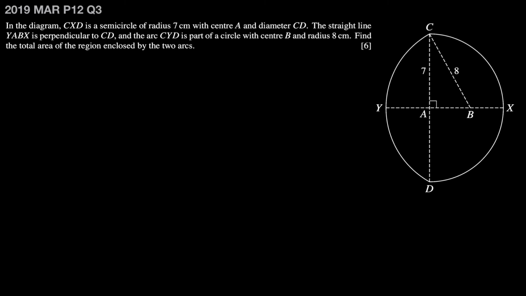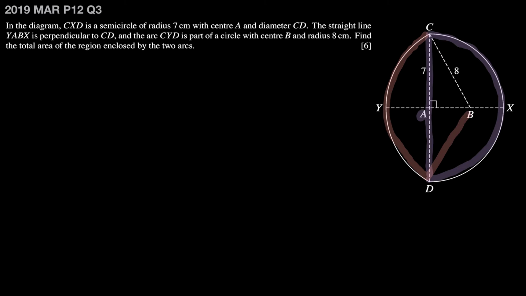So here in this diagram, they said that we have this semicircle here, CXD, and this has center A and diameter CD. So the radius for this semicircle is 7 centimeters. They've said that we have another circle with this arc over here, CYD, and the center for this is B, and the radius is 8 centimeters. Now, they want us to find the total area of the diagram that they've shown.